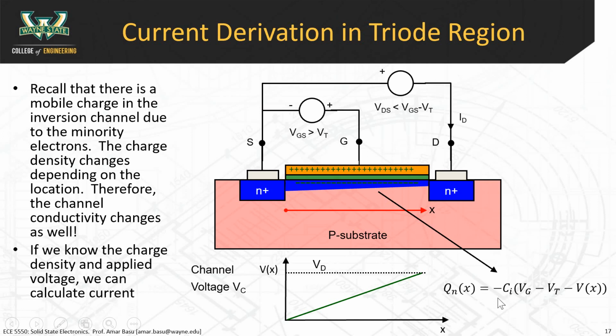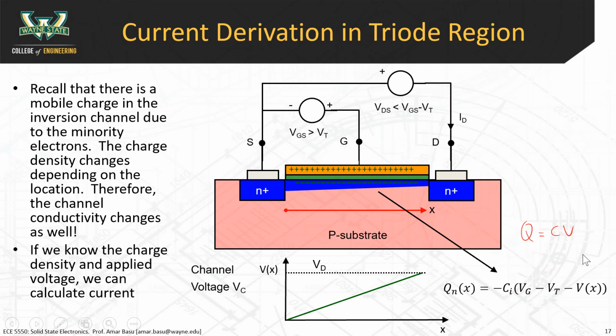The way we can find charge is using the fundamental relationship Q equals CV, the basic relationship for a capacitor. And this is a capacitor we have here: the dielectric, metal on top, and the mobile carriers on the bottom. So we can just use that equation. Qn of x is equal to C, the capacitance, times the voltage across the gate.